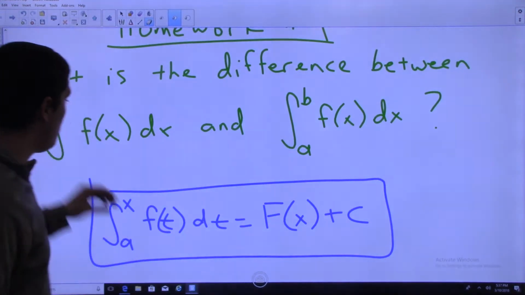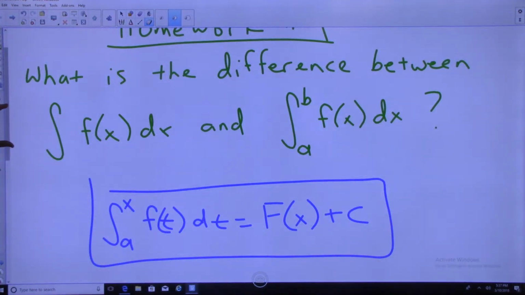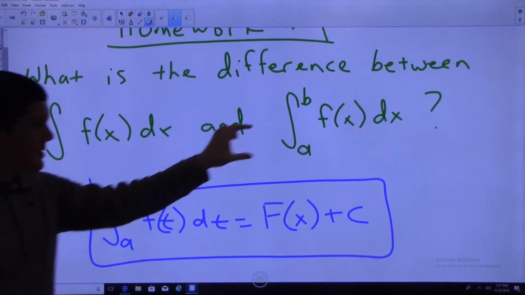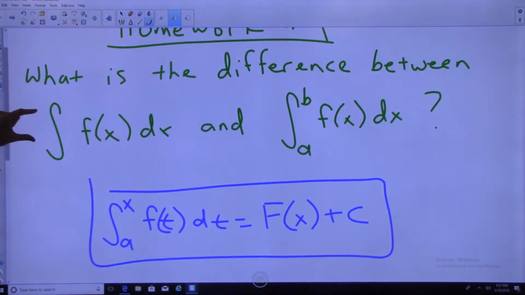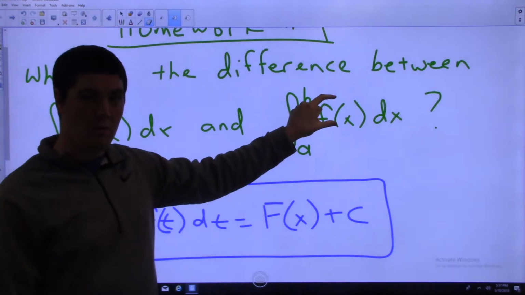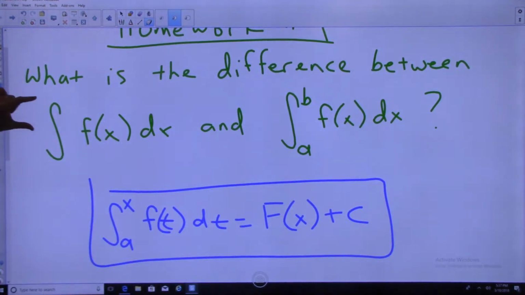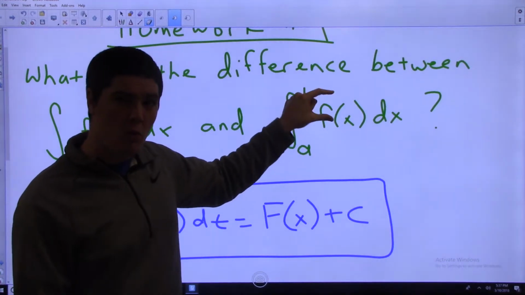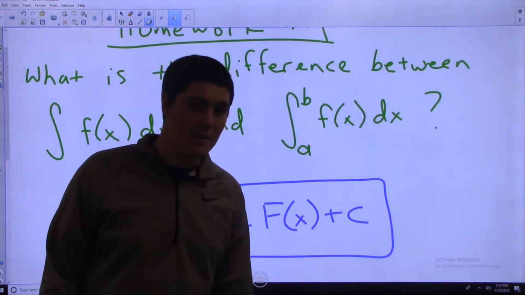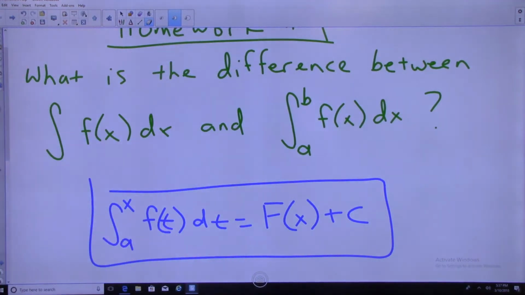When you just want to find a normal integral, and by the way, when I say normal, this is an indefinite integral. This is a definite integral. Let me say that again. This is an indefinite integral. This is a definite integral. If we want to find an indefinite integral, we need that plus c. If we want to find a definite integral, we don't. We use the formula capital F of b minus capital F of a. So that is what I missed from the video.